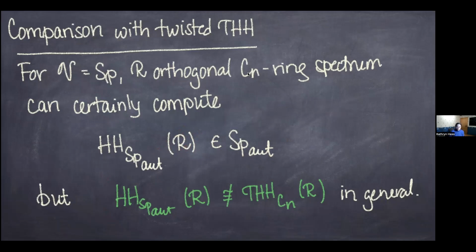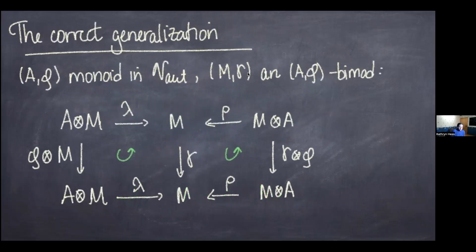So what does this mean exactly? Suppose I have a monoid A in V aut, and I have a bimodule M over this monoid, all of this in the category V aut. So what this means is I have a picture where this is now an isomorphism, and I have isomorphisms here and here. I have the left action and the right action, and all of this should be compatible. That is the structure of a bimodule in this context.